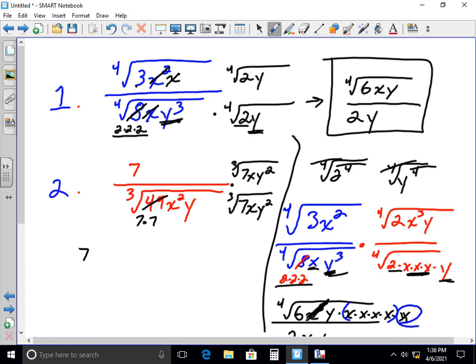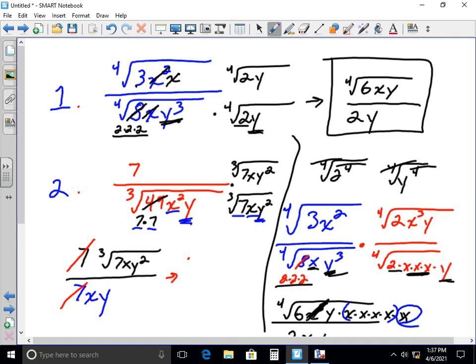So on top, we have a 7 out front times the cube root of 7xy squared. On bottom, since we have 1, 2, 3 7s, we can put a 7 out front. Since we have 1, 2, 3 x's, we can put an x out front. And since we have 1, 2, 3 y's, we can put a y out front. And does anything reduce here? That 7 is outside the radical. Those are factors. So that will give us the cube root of 7xy squared over xy.